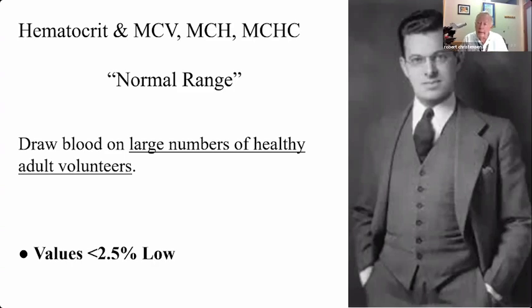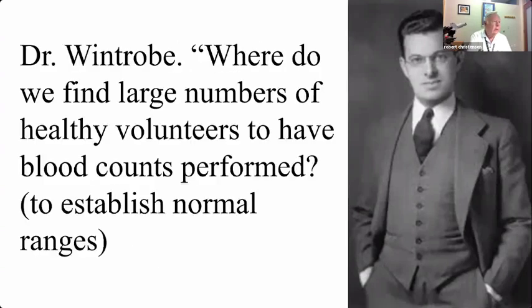After determining what these were and how to best measure them, he then sought to determine what normal values were, and what values were too high and which were too low, and what that meant when they were abnormal. And so he asked, how are we going to do this? We need to draw blood on large numbers of healthy adult volunteers. Where do we find large numbers of healthy volunteers to have blood counts performed in order to know what's normal and what's abnormal?